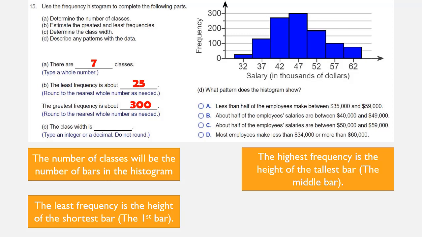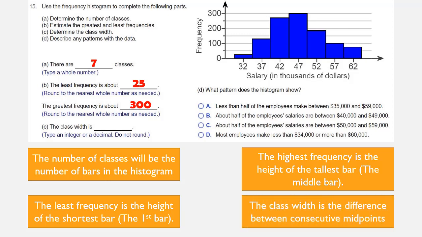To find the class width, it is the difference between consecutive midpoints. So we have 32 and 37. The difference between those is 5. So our class width is 5. And then what pattern does the histogram show?